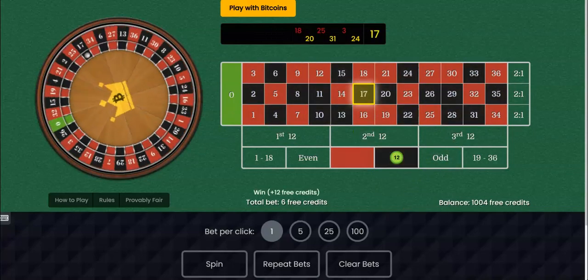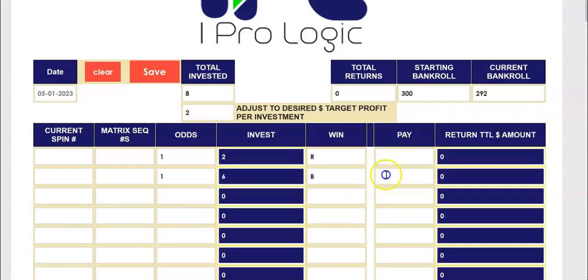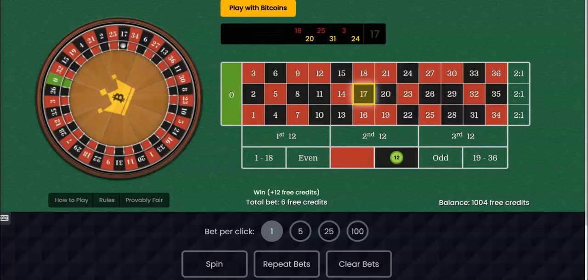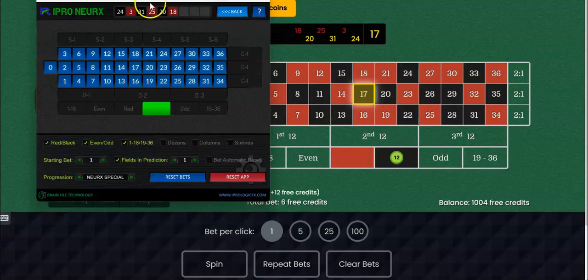There you go. Now, we had a win. Like I said, it pays 4. Look at this. We recovered 2, we recovered 6, and we made a profit of 2. Profit of 2. Because of this, 1, 2 is 2 times 2 is 4. Very simple. Okay?